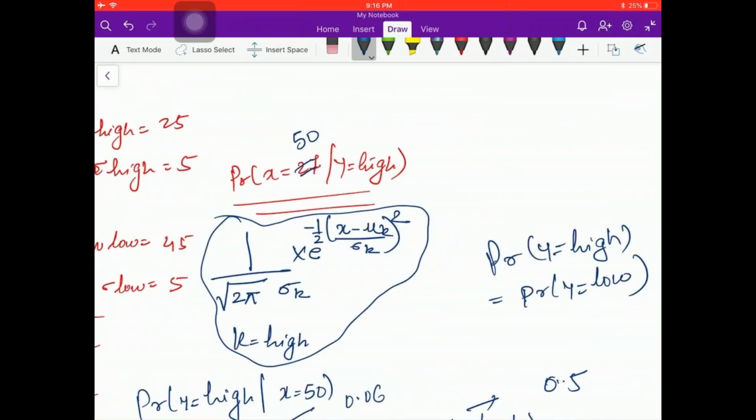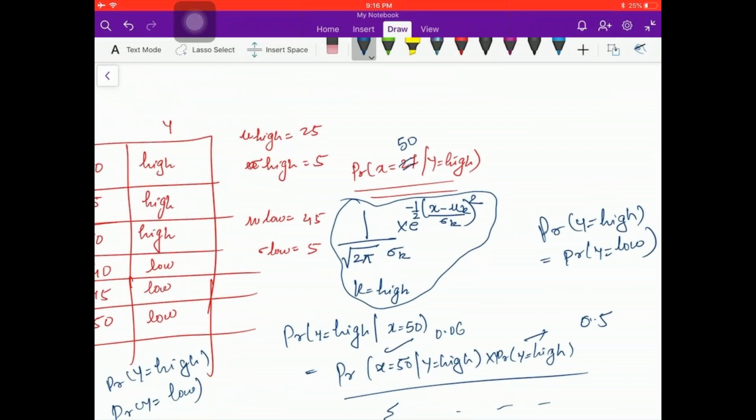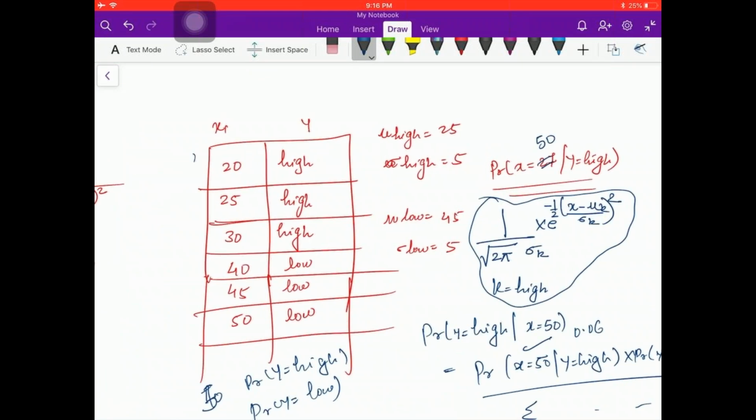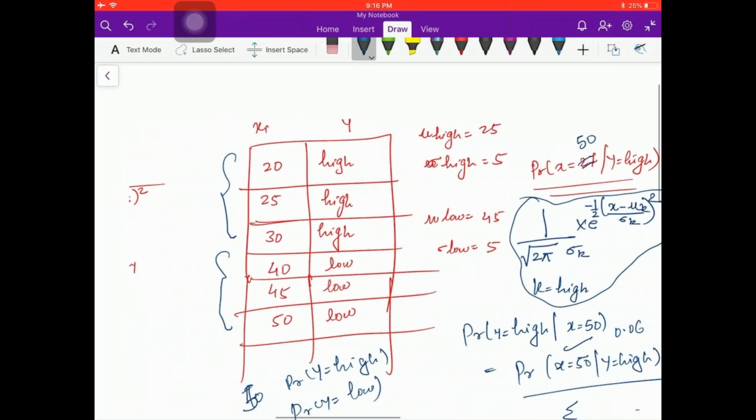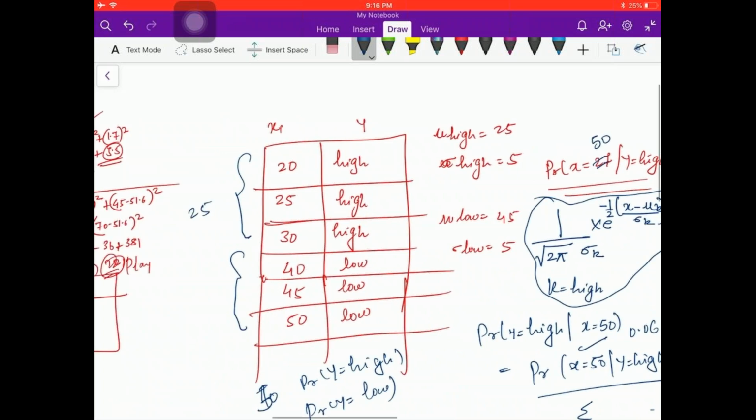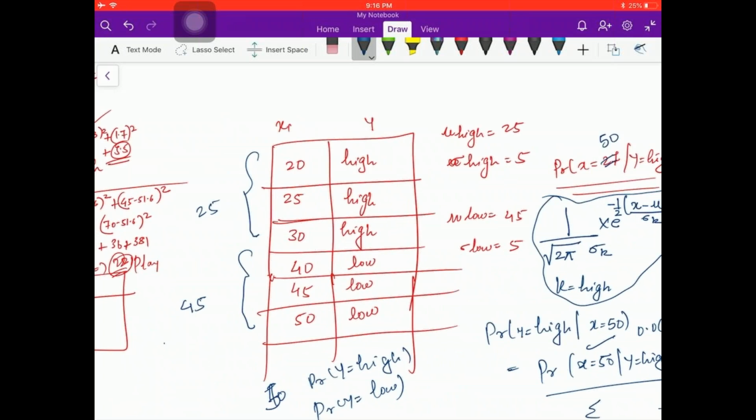Then your decision boundary is basically the average of this plus the average of this, divided by 2. So what was the average of this? 25. And what is the average of this? 45. 45 plus 25 divided by 2, this is 35. So whatever falls greater than 35 is low, whatever falls less than 35 is high.